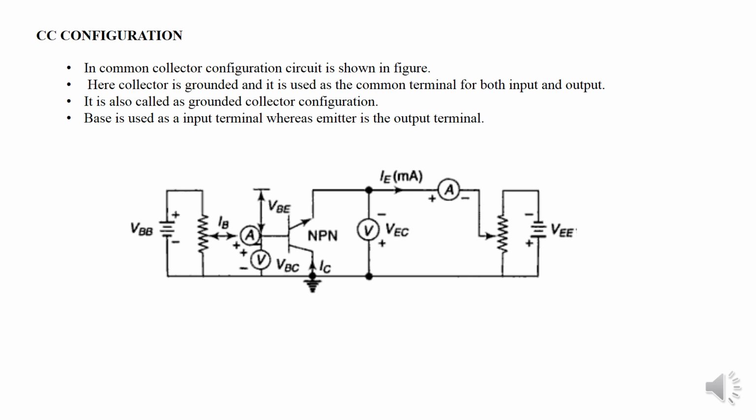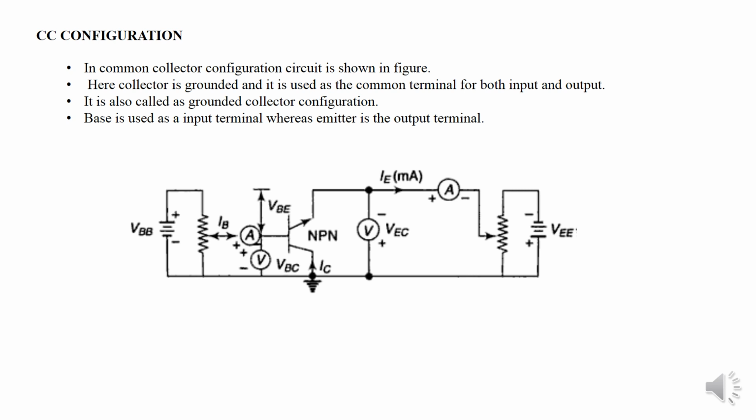Now we can see the CC configuration. Here the collector is grounded and used as the common terminal for both the input and output, and it is also called the grounded collector configuration. The base is used as the input terminal, whereas the emitter is the output terminal.